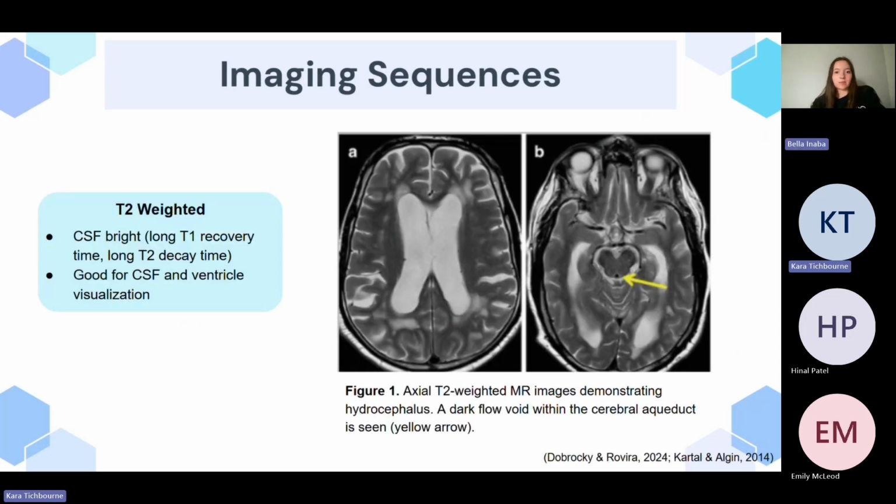So T2-weighted imaging is one of the main sequences used because it shows CSF as bright. This makes it very useful for assessing the ventricles and identifying ventriculomegaly. This image here demonstrates the CSF as bright, which makes the enlarged ventricles easy to see, and this is why T2 imaging is very useful. The yellow arrow in image B points to a dark flow void within the cerebral aqueduct, which suggests moving CSF.